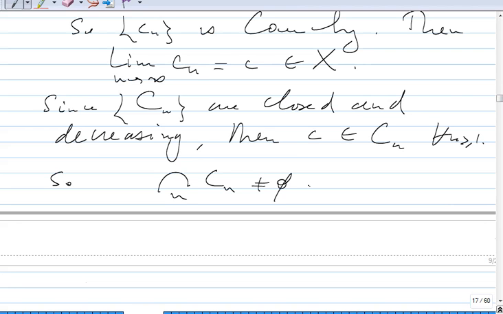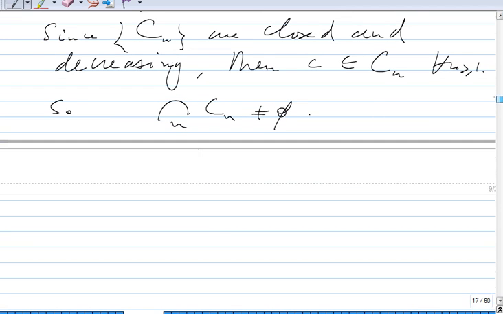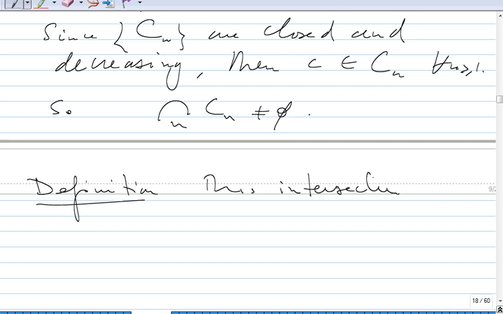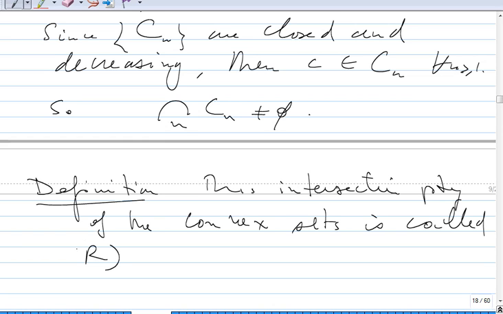So this shows that we have this property, and I called it property R. This intersection property of the convex sets is called R. I called it R in 1987, for the first time. We know that in Banach spaces, if you have this intersection property, then you are reflexive. It's a beautiful result.